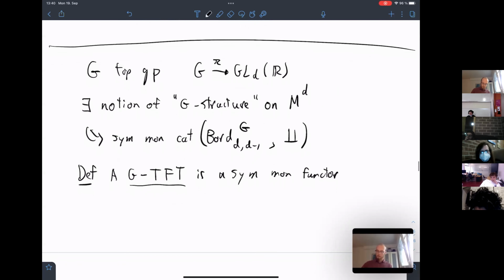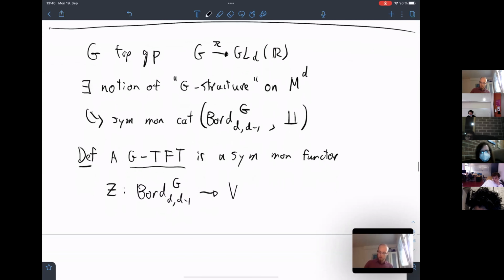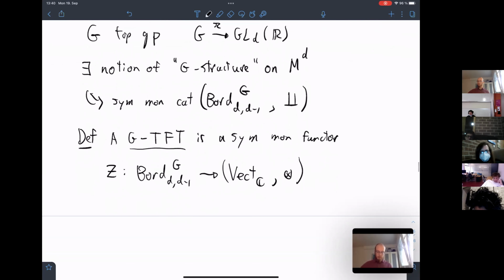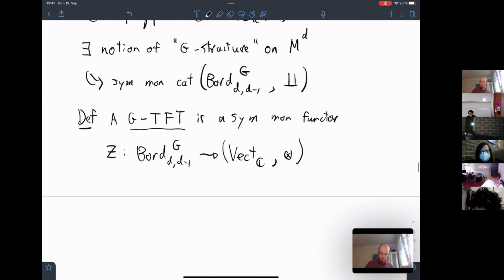And then a topological field theory with this group in mind is a symmetric monoidal functor, usually denoted Z, from this symmetric monoidal category to, well, any symmetric monoidal target, but here I want to take complex vector spaces together with tensor product. And sometimes I want to do Z2-graded, but for now I'll just do it like this.